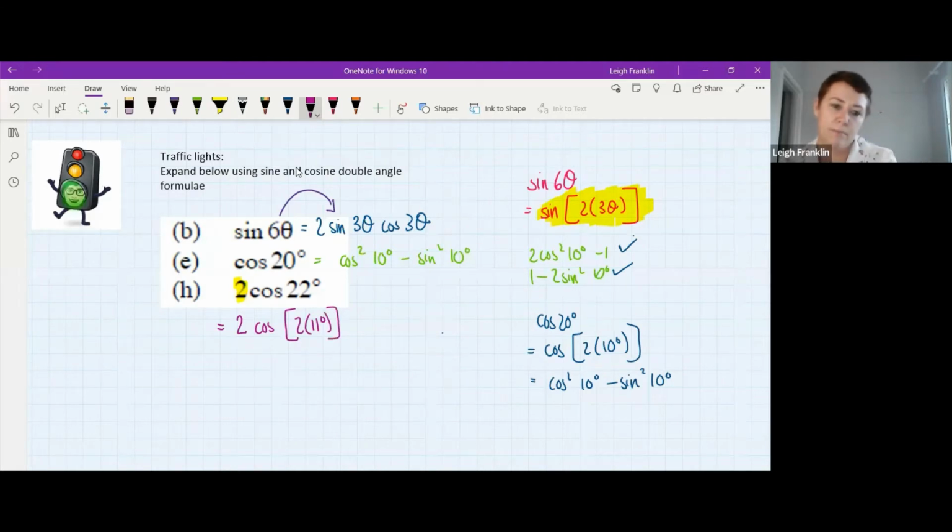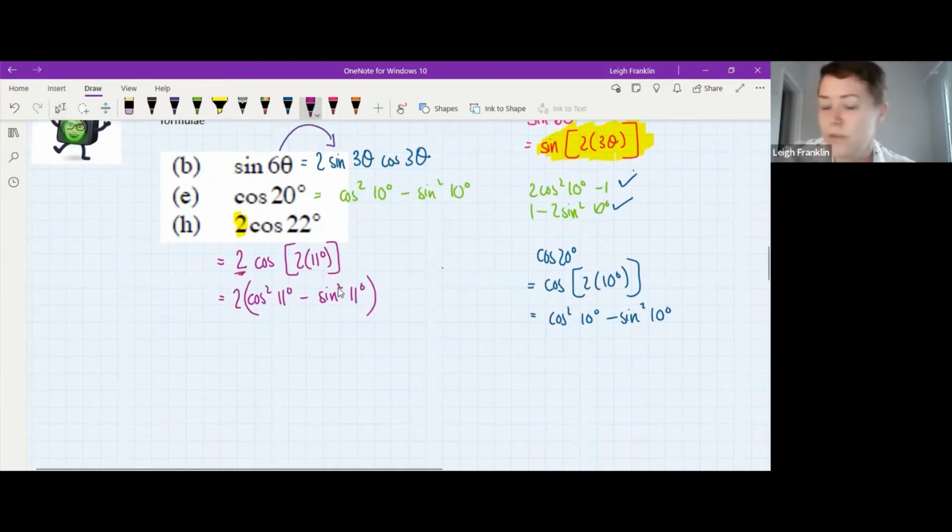So now our ratio needs to be multiplied by 2. So in other words, when we write cos squared 11 minus sine squared 11, we mustn't forget to times it by 2. Okay, so that's what it means. So this would be equal to 2 cos squared 11 minus 2 sine squared 11.